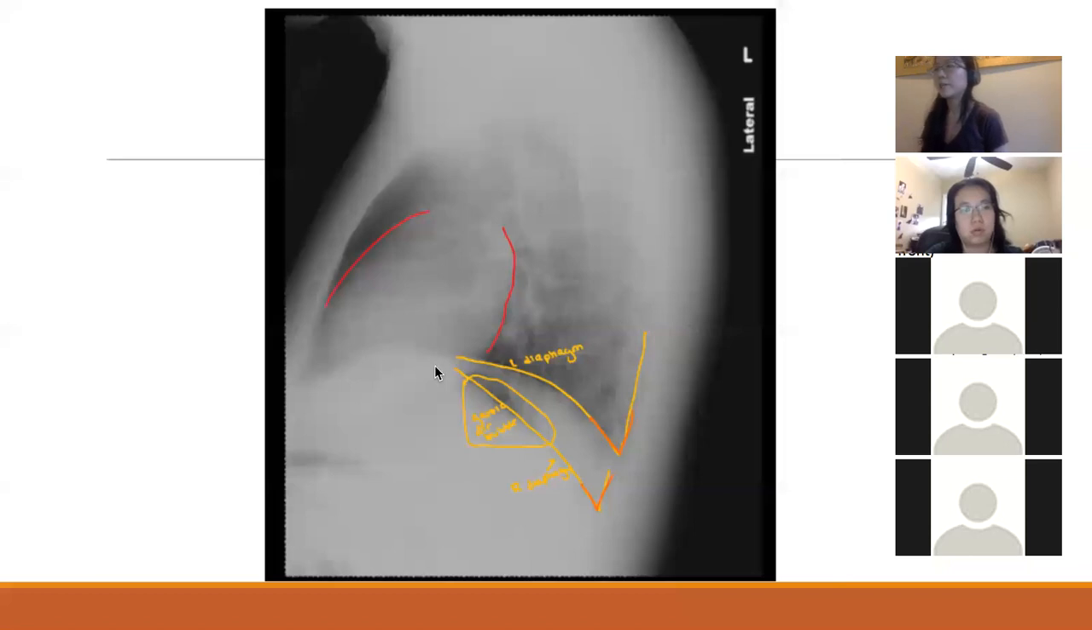Okay, moving on, really the only important point on the lateral X-ray that I want to highlight is the gastric air bubble under the left diaphragm.